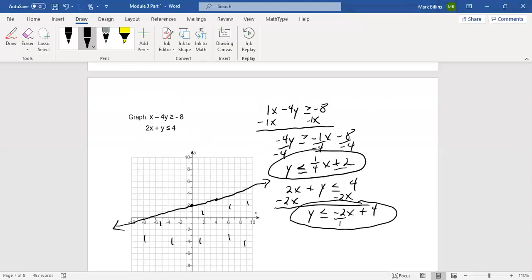Now I come to my next inequality. Y is less than or equal to negative 2x plus 4. So I begin at 4. That's my y-intercept. My slope is negative 2 over 1. So from my 4, I go down 2 to the right 1. I pay attention to the type of line. This is a solid line. So I'm going to have a solid line going through.